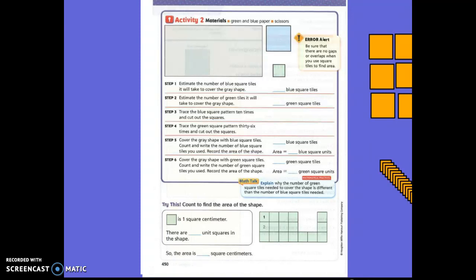Everybody got it? Okay, step 2. Estimate the number of green tiles you think it will take to cover the gray shape. How many green tiles do you think? Don't think too hard, guys. Just estimate. It's okay.